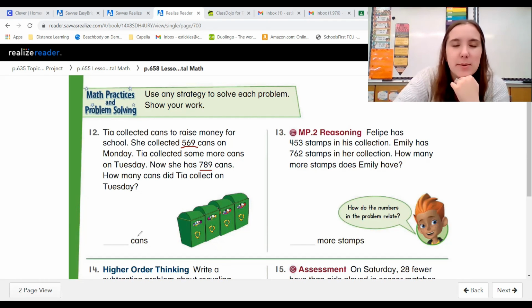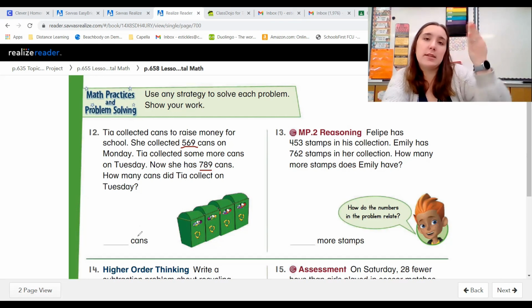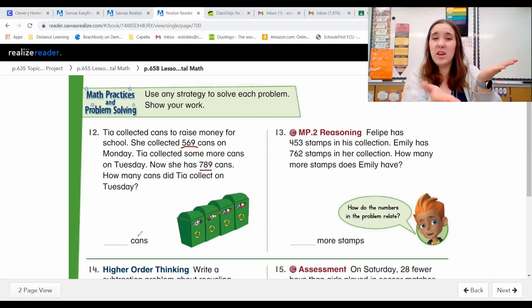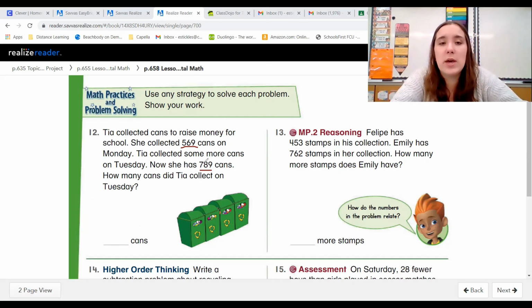So remember, we talked about this yesterday. Whenever you have a word problem and they're saying they collected this much one day, some more another day, here's the total, or they're saying how much is left, anything like that, it's going to be subtraction. So that means we have to take the bigger number, 789, and subtract the smaller number, 569.